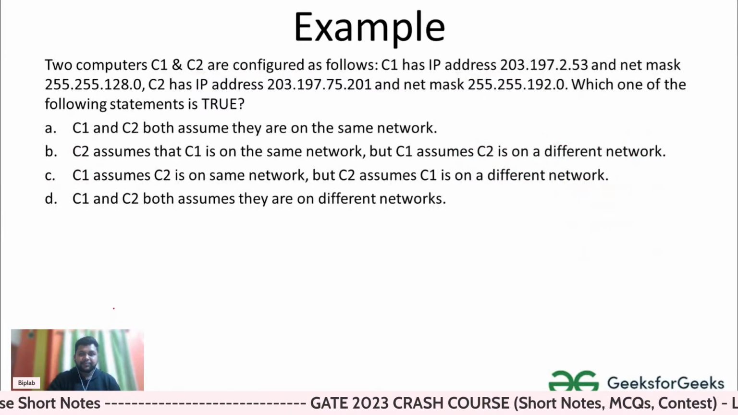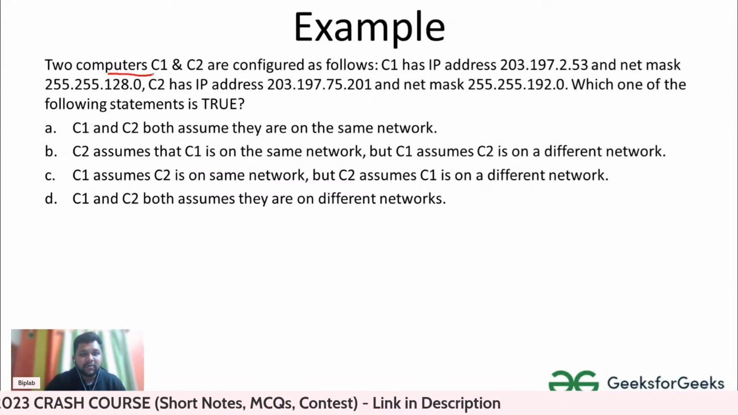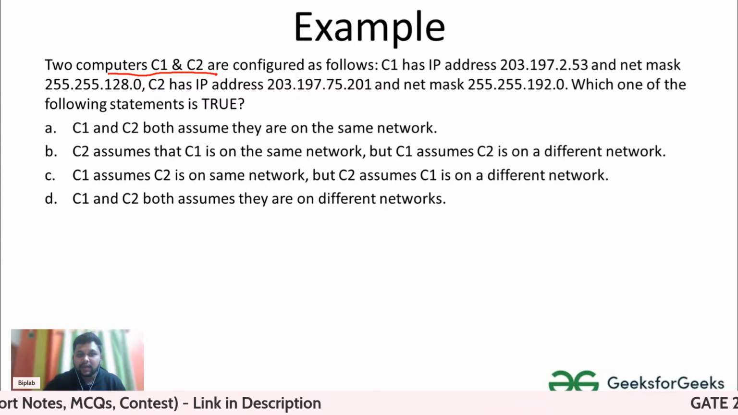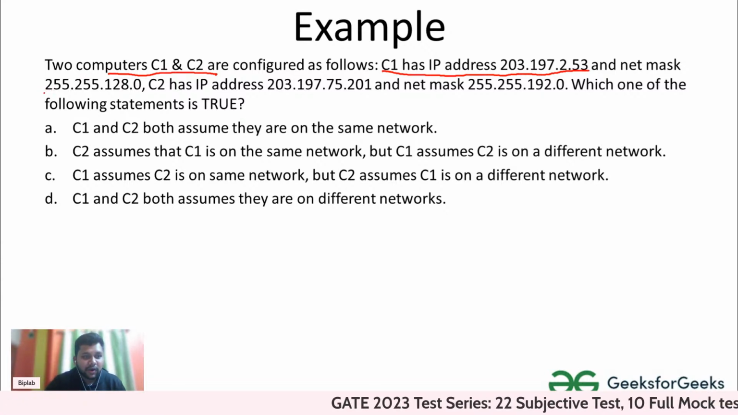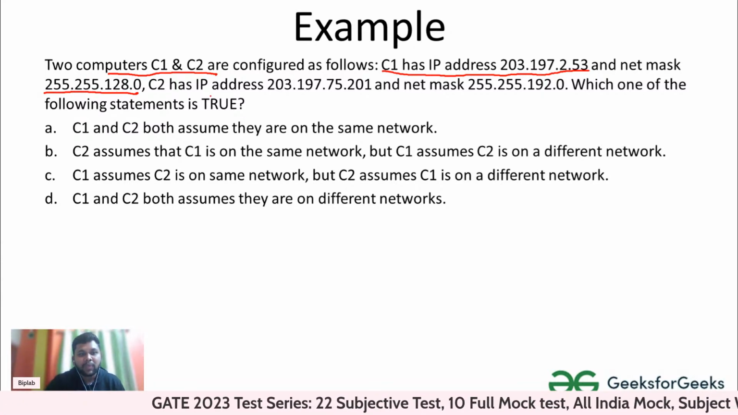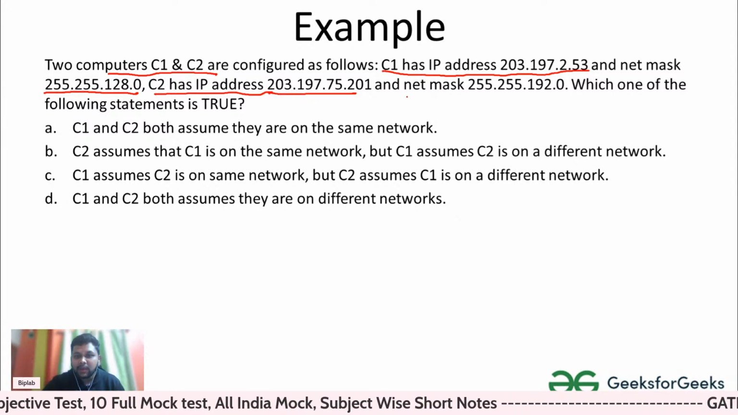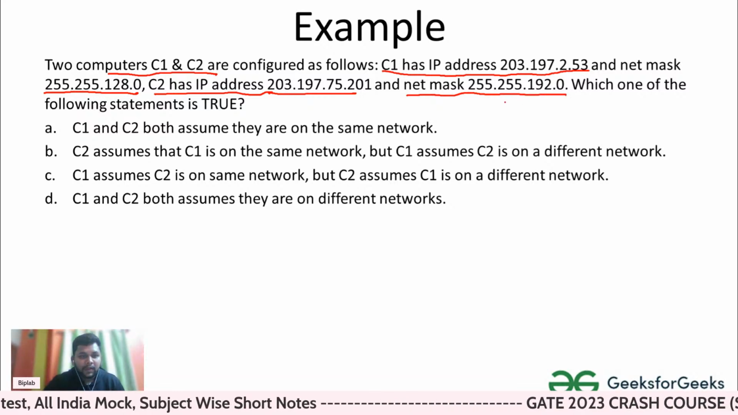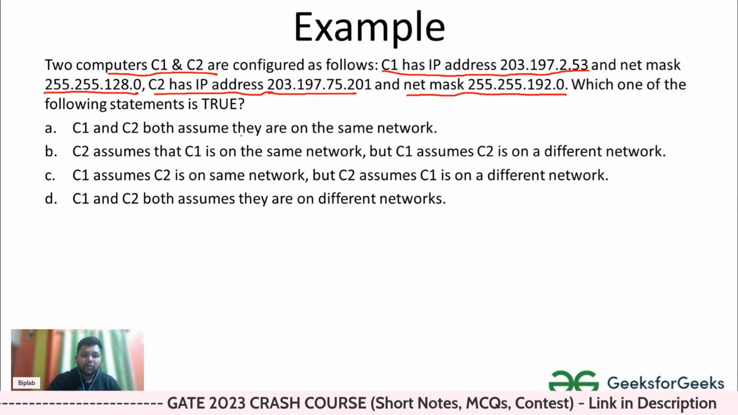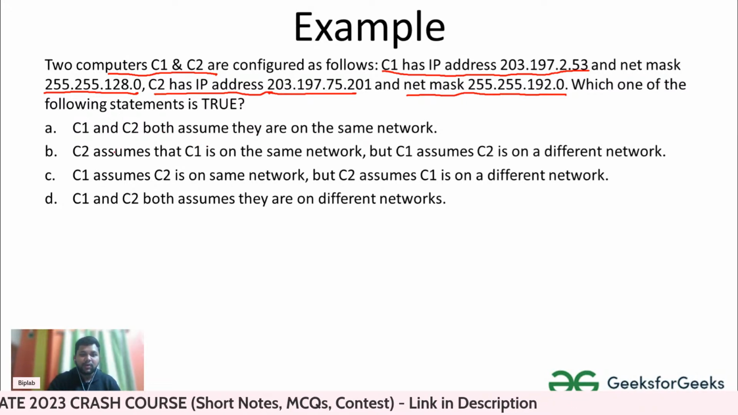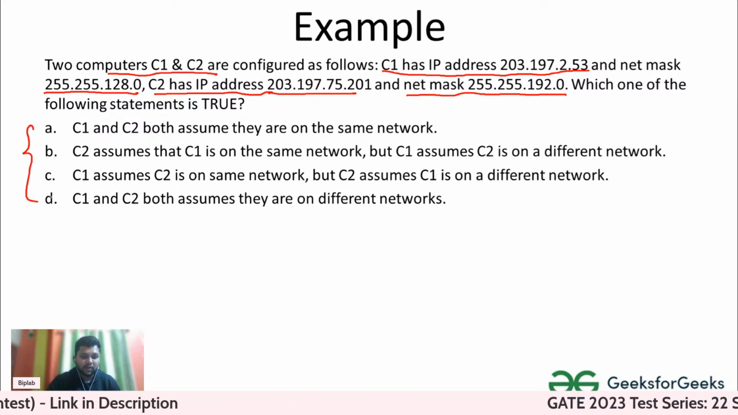Okay. Now let's come to the next question. You have two computers C1 and C2 that are configured as follows: C1's IP address is given to you and C1's netmask is given to you. C2 has an IP address given to you, and its netmask is also given. Now you have to find which of the following is true: C1 and C2 both assume they are on the same network, or they both assume they are on a different network. You can understand these options.